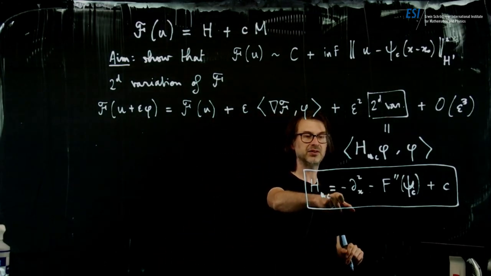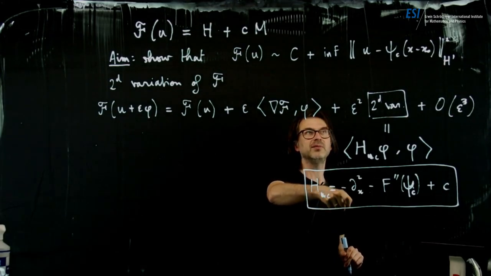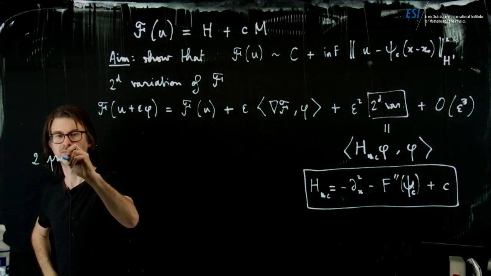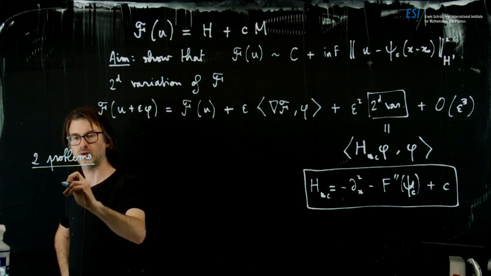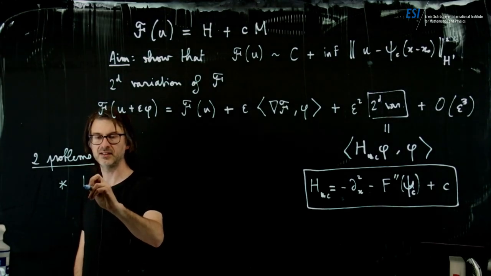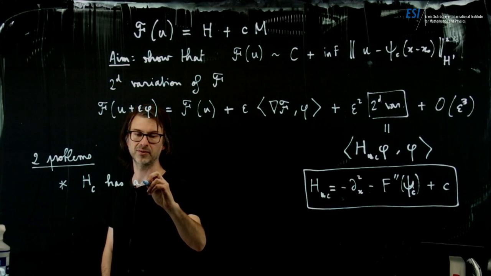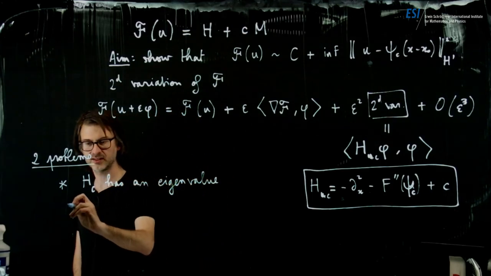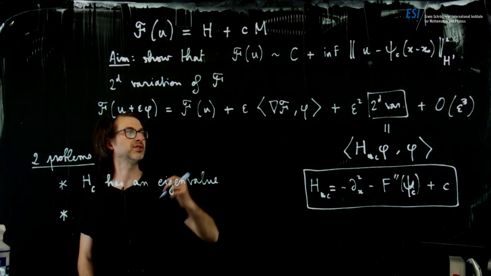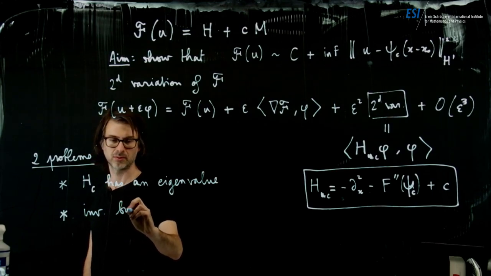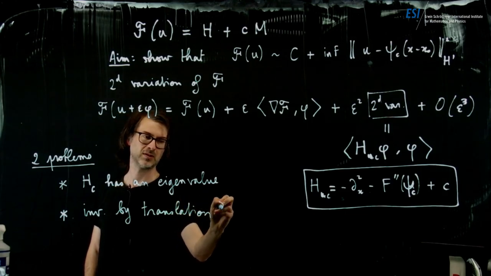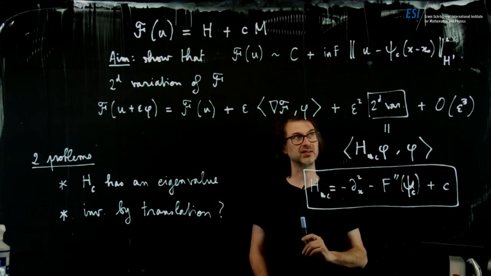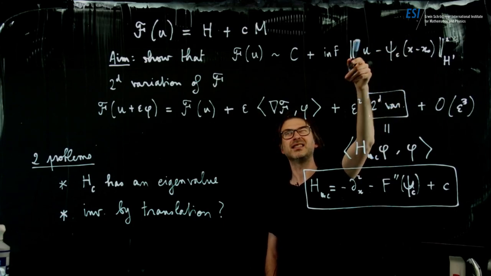And then our aim is to show that this Schrödinger operator will ultimately lead to something of this form. Okay, so there are two problems. First problem is that HC has an eigenvalue, which necessarily is negative. And second problem is, what's with the invariance by translation? That is, in the end, what we want, we don't want to show that HC is definite positive. We want to show that this thing here is definite positive.